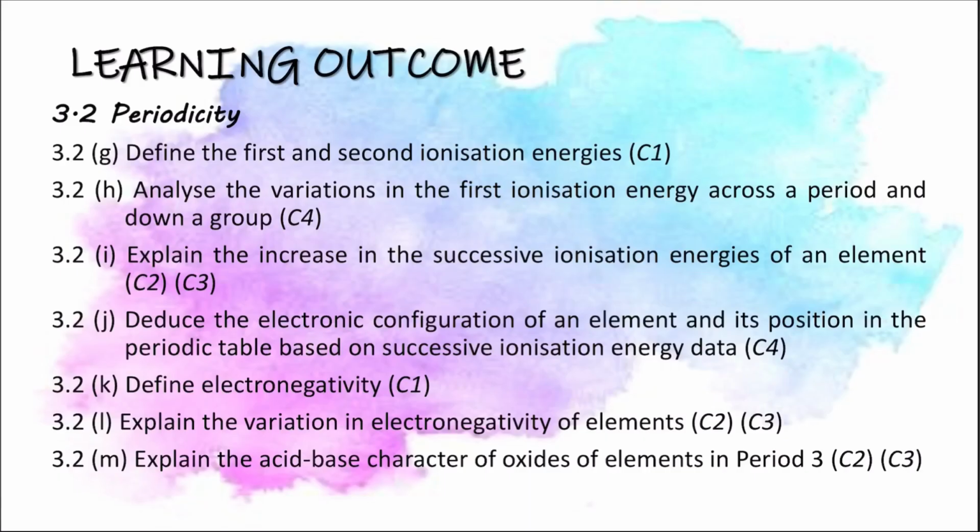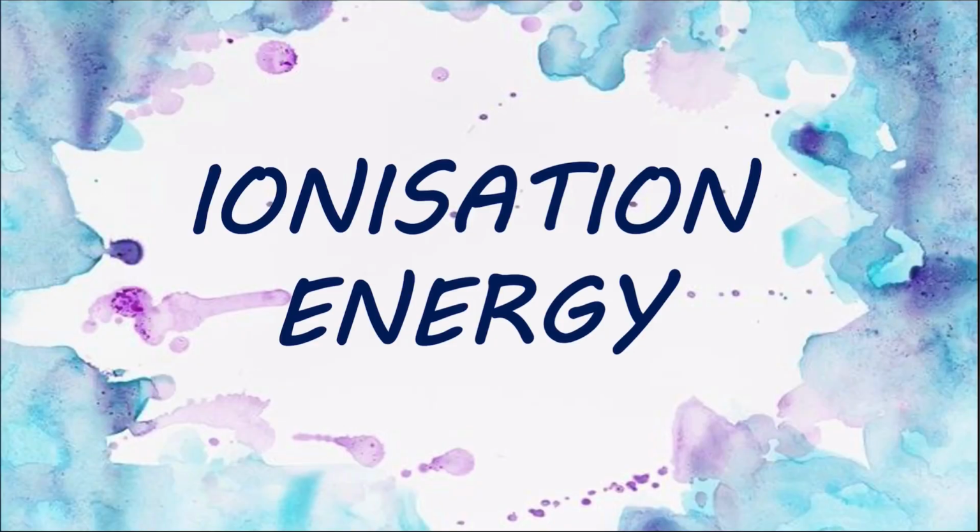So we are going to learn about the trend for ionization energy. First things first, what is ionization energy? The definition of ionization energy, we are going to separate into first ionization energy and second ionization energy. Let's go to the first ionization energy. The symbol is IE1. 1 here indicates it is the first.